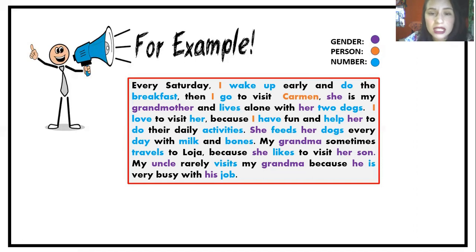Now, as you can see, this syntactic linkage of gender, person, and number is very important because it helps us to create paragraphs, to write everything about any topic in a coherent way. If you don't use gender, person, or number, let's just imagine it about our writing.